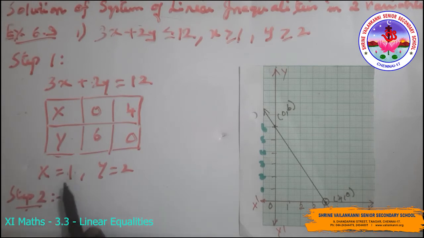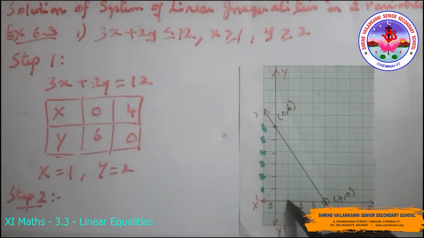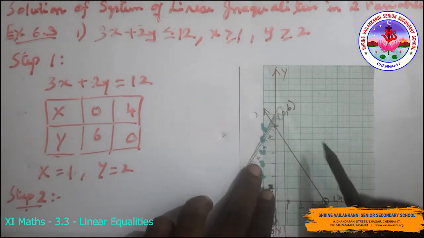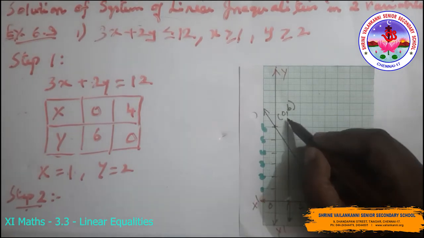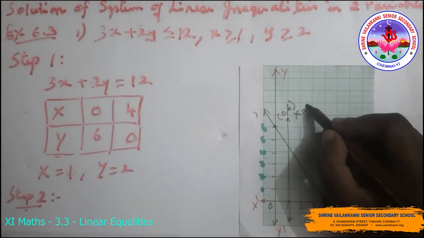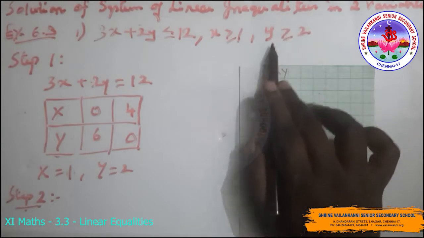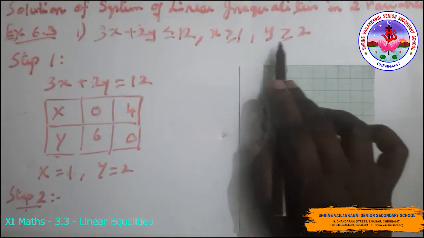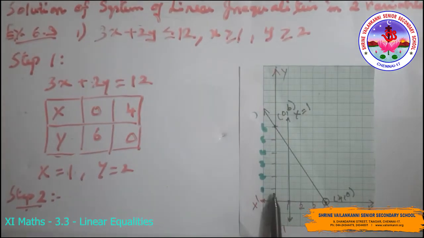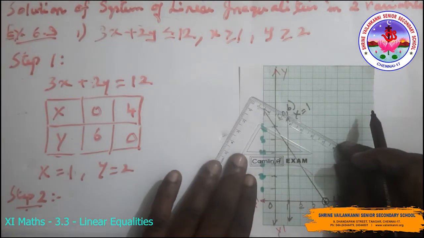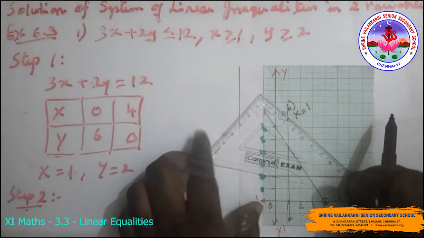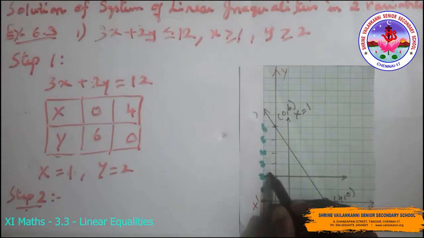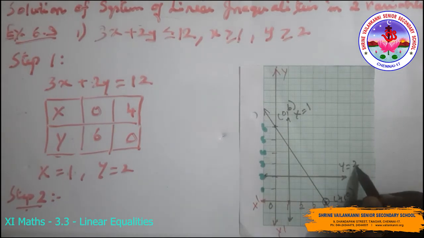Then x equal to 1, which is parallel to the y axis. So this line is x equal to 1. And the next inequality is y greater than or equal to 2, that is y equal to 2. So y equal to 2 is parallel to the x axis, so we have to draw a line parallel to the x axis. So this line is y equal to 2.